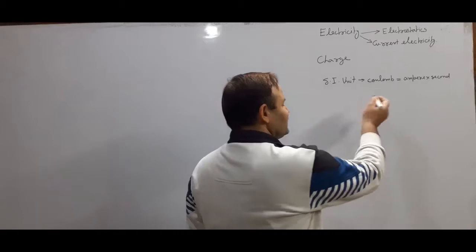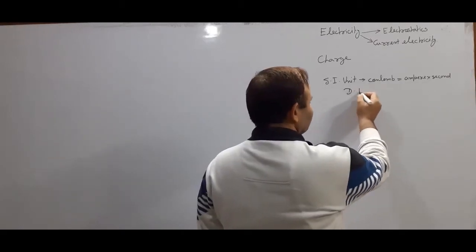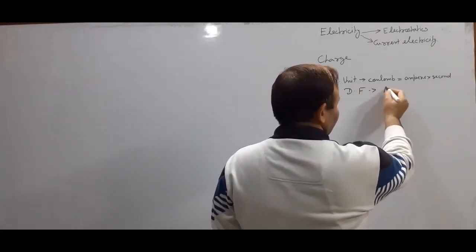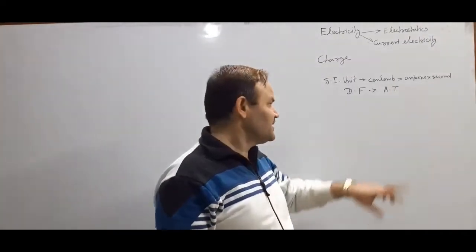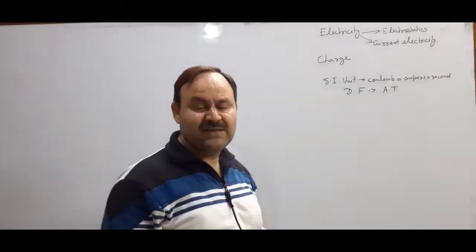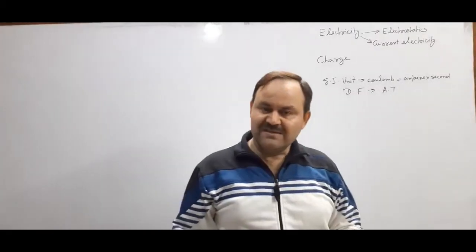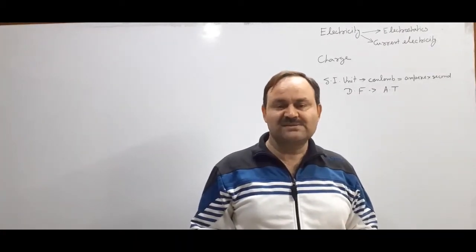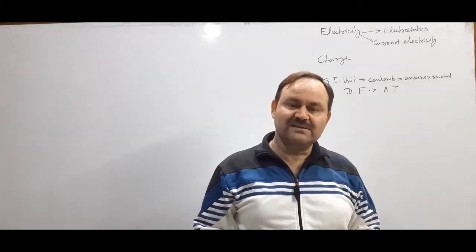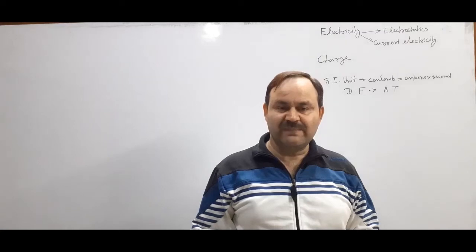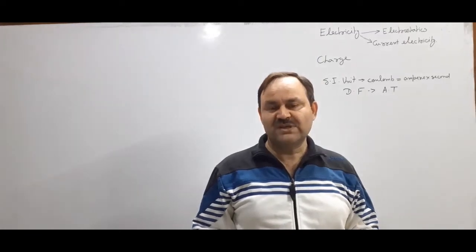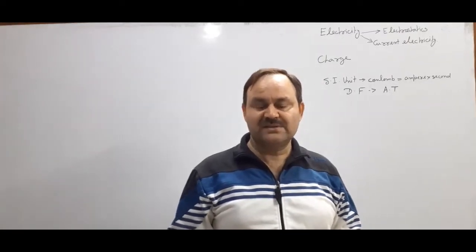Hence, its dimensional formula will be A into T. A stands for ampere and T for time. Charge is of two types, one positive and another negative. And we know that like charges repel each other while opposite charges attract each other.